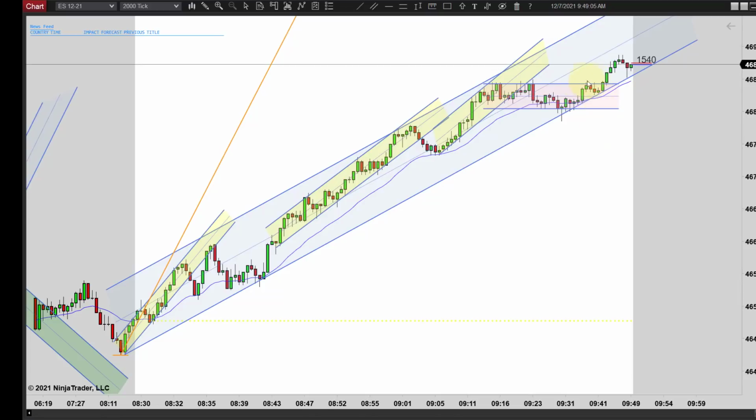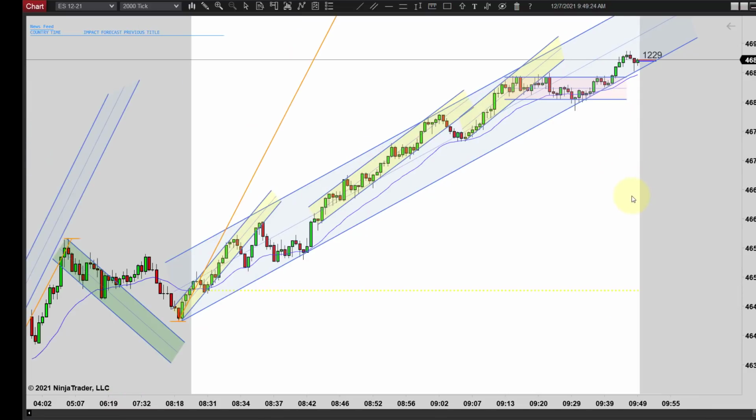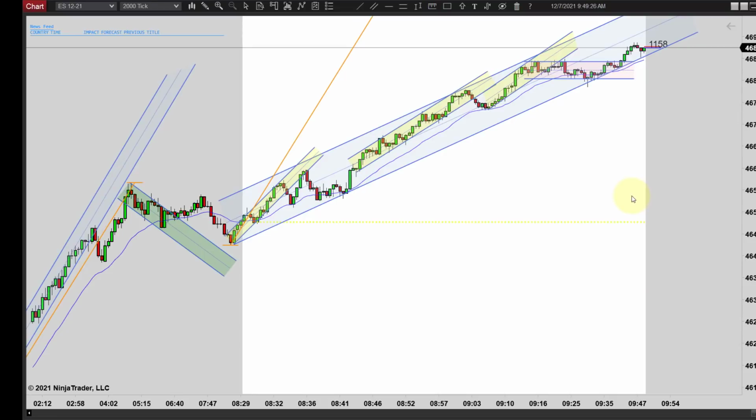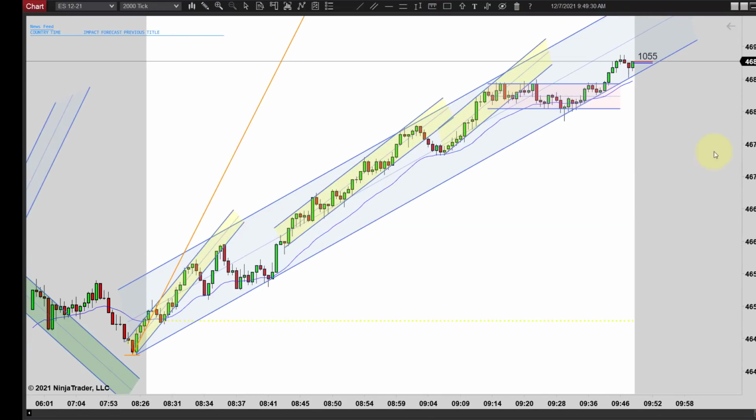And originally I was thinking if it just broke above this little two-bar matching high, but as you saw, I got a little better entry and probably could have got better than what I even did, but you can't get too aggressive and too conservative because you'll miss the trade. So you may try to get a better entry to give yourself some room, but at the same time, you don't want to get so conservative that you miss the trade.